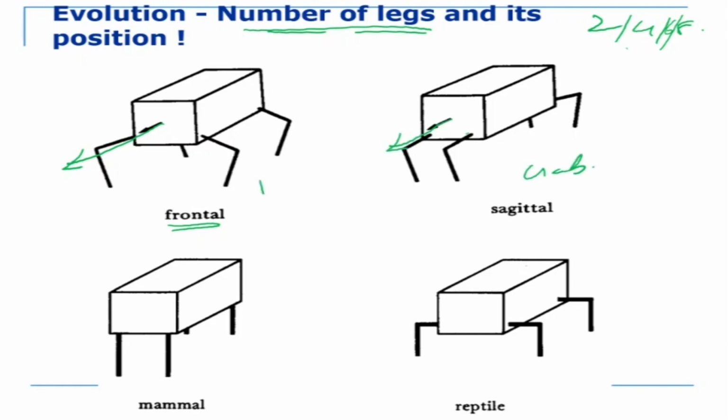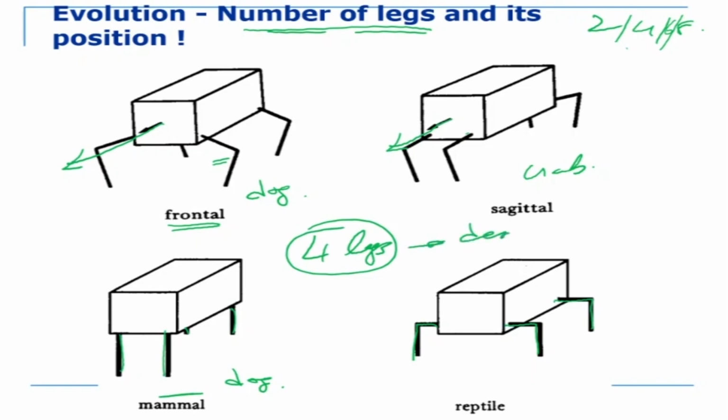This is something like a dog, although dog legs are not like this. This is a mammal. So a mammal is a dog, for example. The legs are straight down like this. In the case of a reptile, say a lizard, the legs are like this. So all of these have 4 legs, but the design is different.